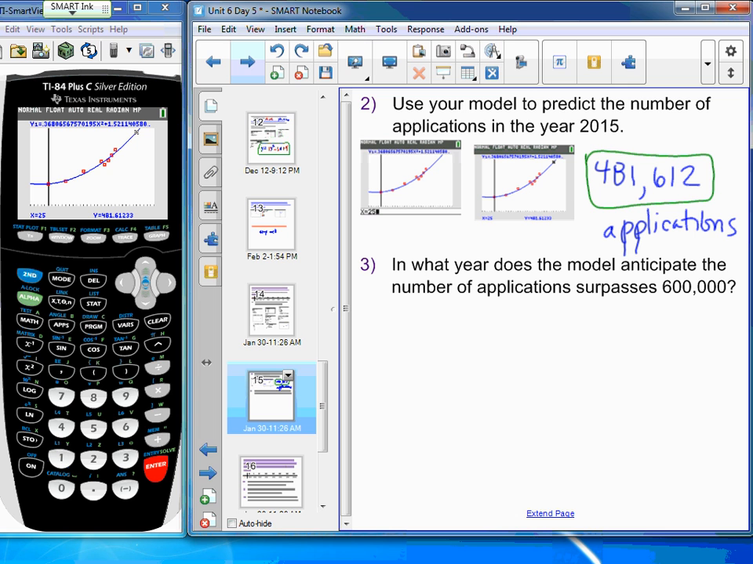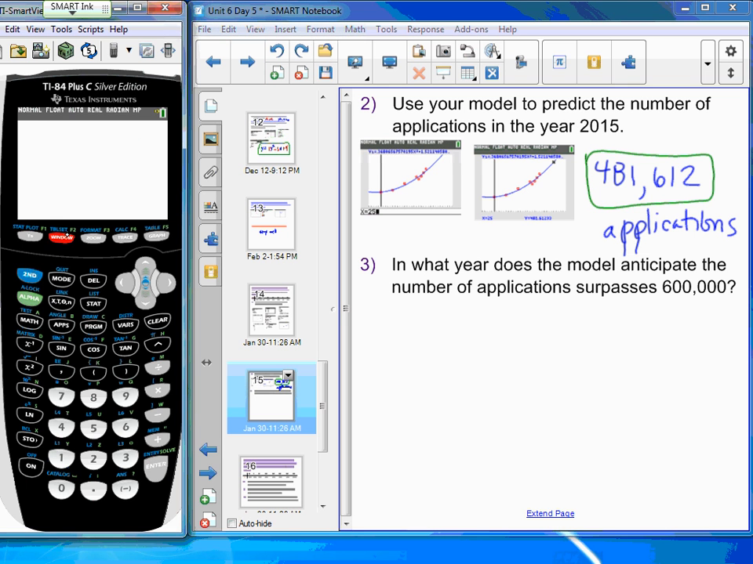And lastly, in what year does the model anticipate the number of applications to surpass 600,000? Got to go back to my window again, you guys. Right now, my Y max was 500, so that would be up to 500,000, and I need more than that. So I'm going to go ahead and change my window now to 40 X max, 360, and my Y max I'm going to put to 800.